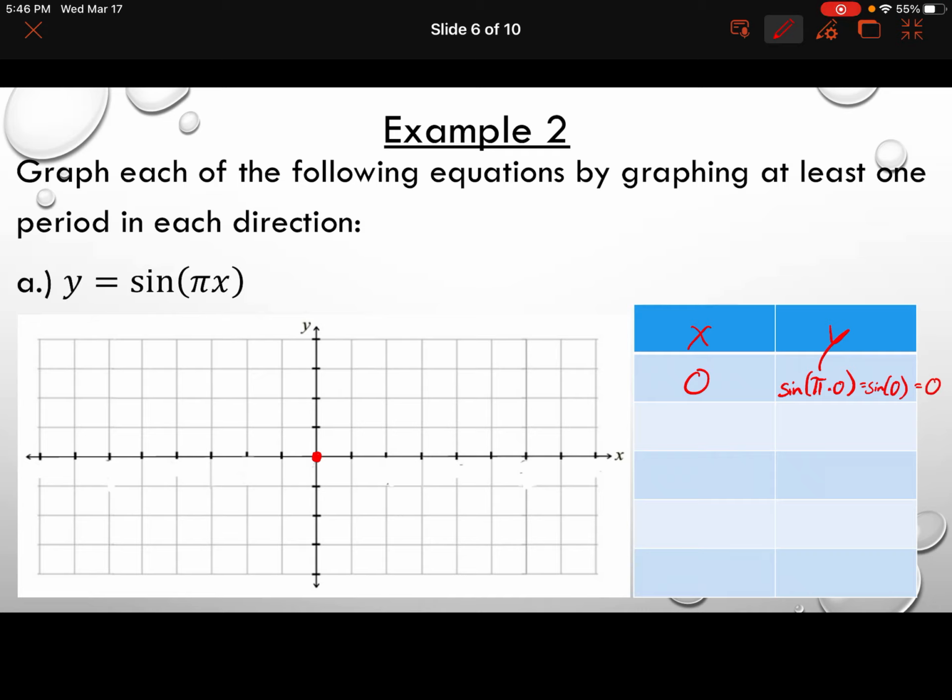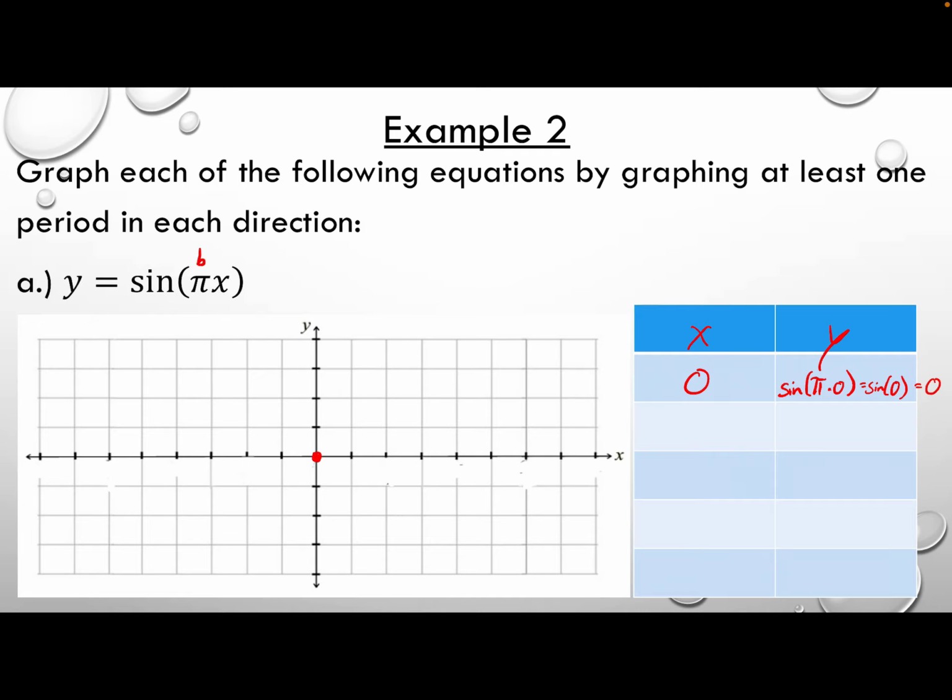Well, let's see. The b value for this function looks to be pi, because that's the value in front of the x. So our period is going to be 2 pi over that b value, so 2 pi over pi. So the pi's in this case will cancel out, and it looks like our period is 2. So that is going to be our final point on our table.